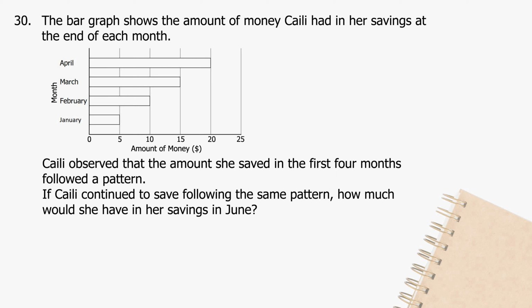Question 30. The bar graph shows the amount of money Cail had in her savings at the end of each month. Cail observed that the amount she saved in the first 4 months followed a pattern. If Cail continued to save following the same pattern, how much would she have in her savings in June?